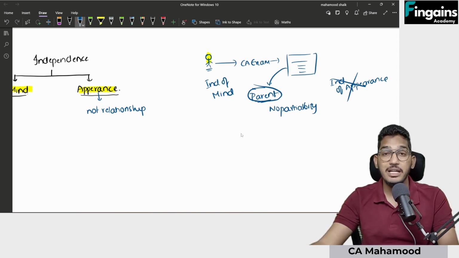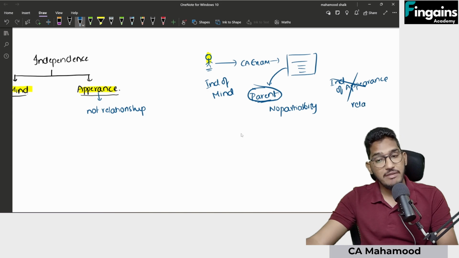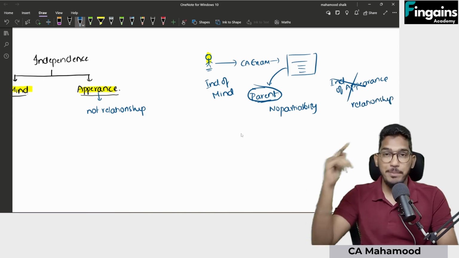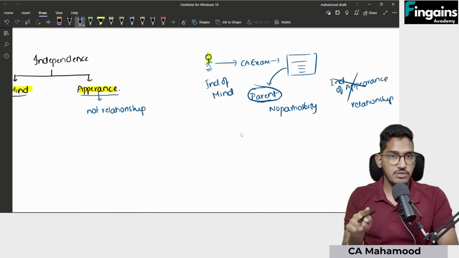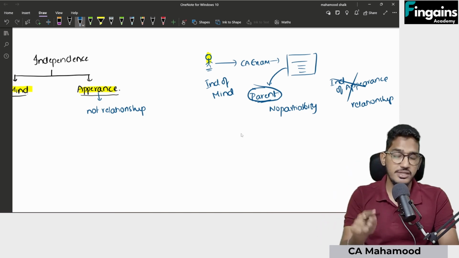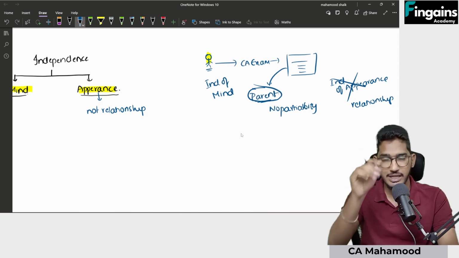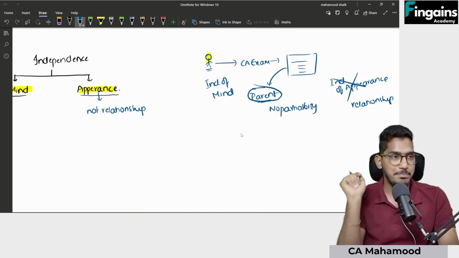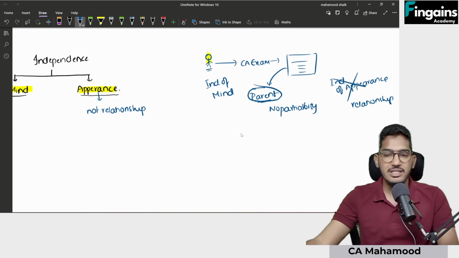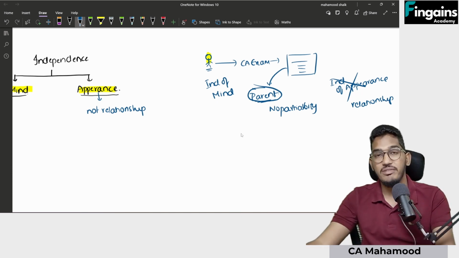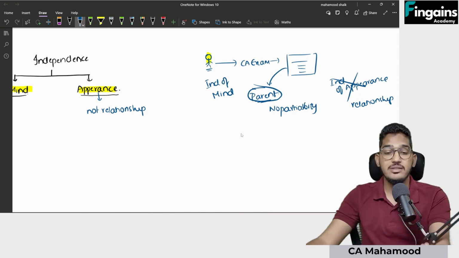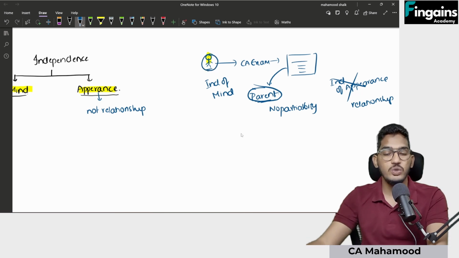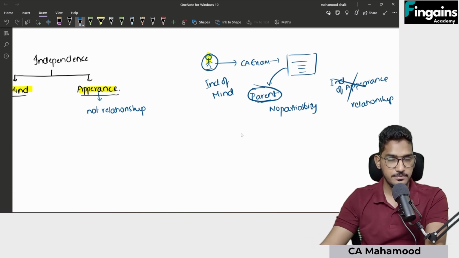Why are you not appearing to be independent? Because you have a relationship. Your parent might have agreed. He's having independence of mind that he will evaluate the answer sheet assuming you as some outsider. Independence of mind is there. Agreed. But you are not appearing to be independent. What is causing independence of appearance to be not there? Existence of relationship between the student and the parent.